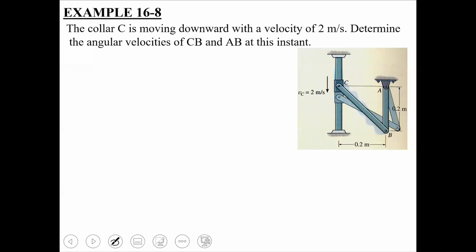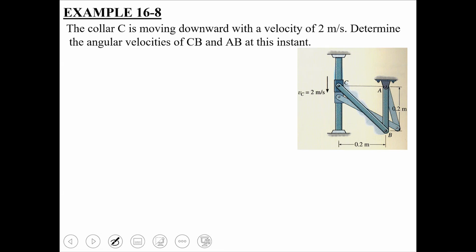So since one point of link AB is being fixed, that is point A, this rigid body is in pure rotational motion with respect to point A. What about link CB?